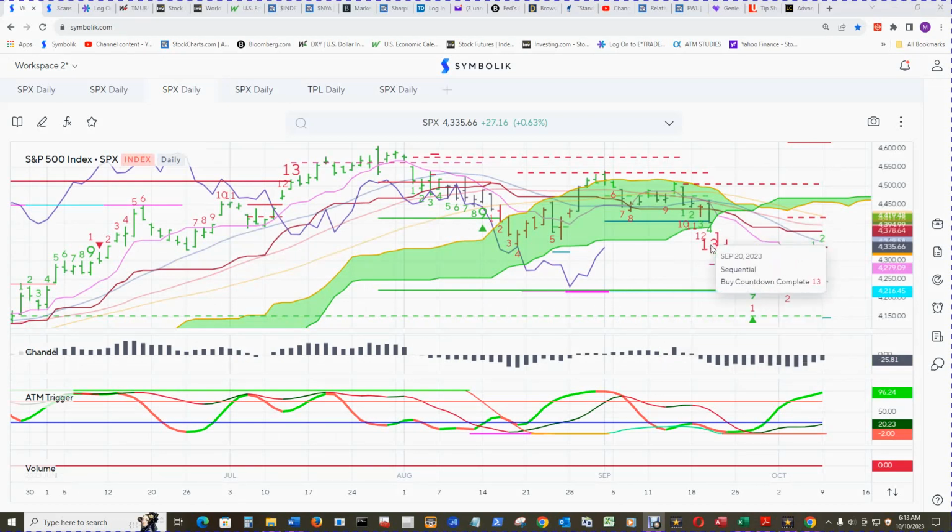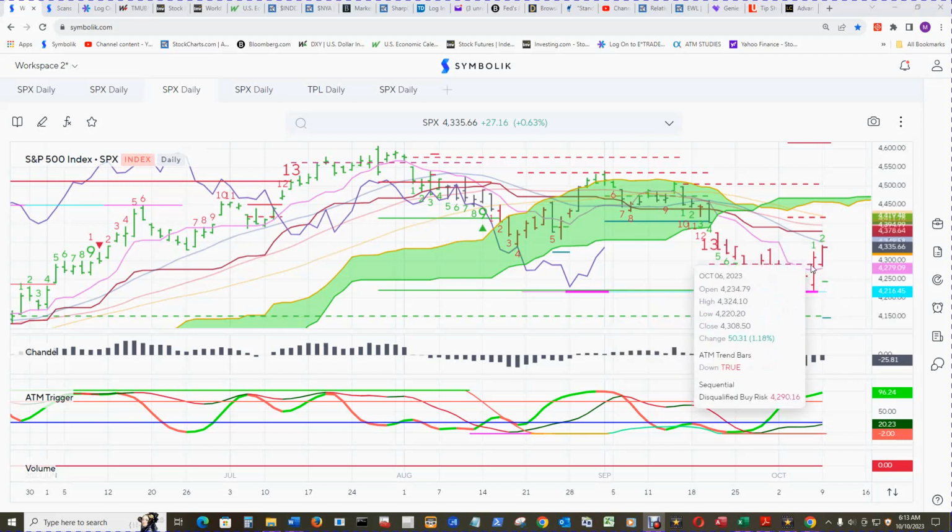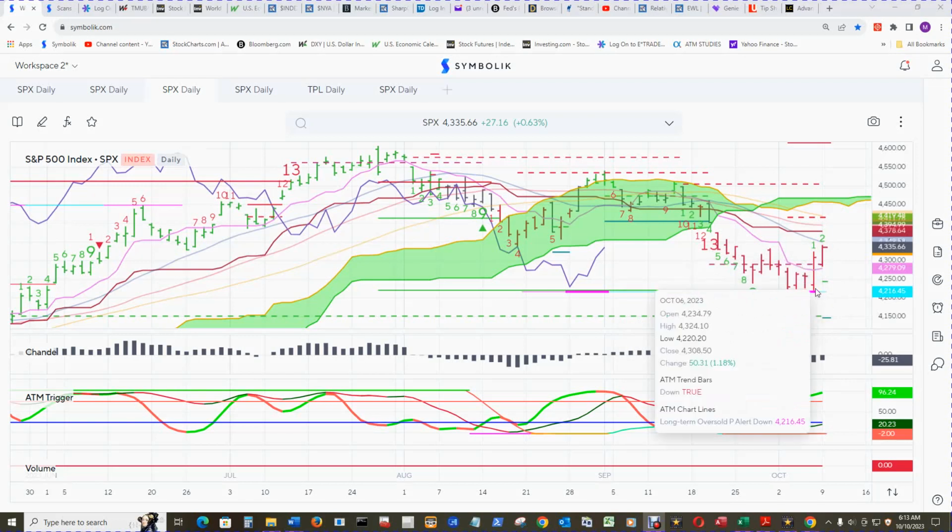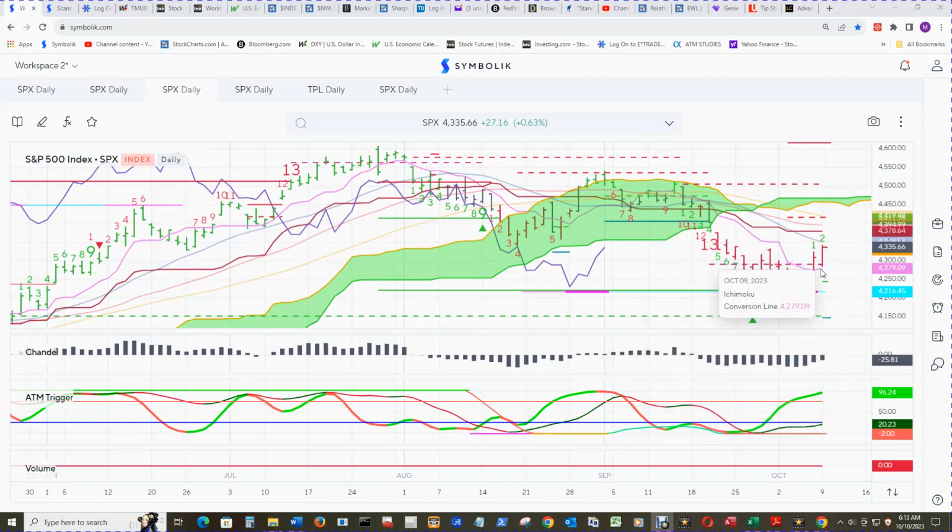this sequential buy countdown completion 13, and it could become qualified with a close below it today at 4290.16. So get a close below that level, and this disqualified buy risk level will become qualified, and then it's a high bar to get lower than this low for the next day after that, but one step at a time, get below it and it's qualified, and the conversion line and current price is near there too for support.